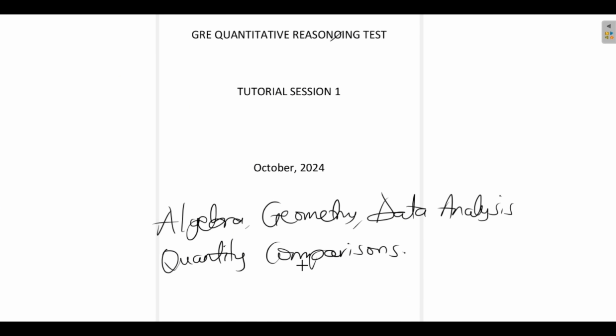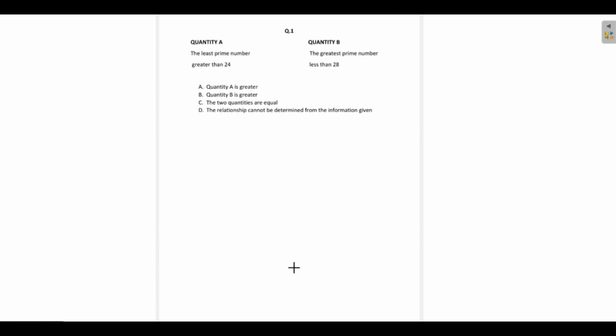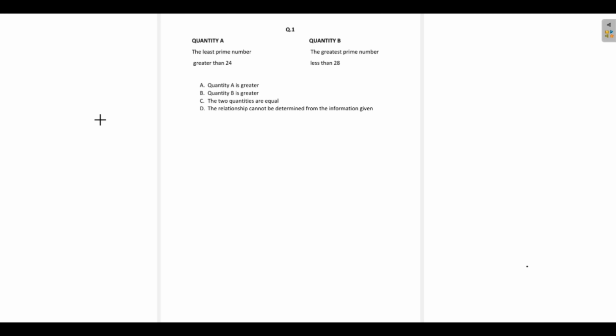Alright, so get your paper and your pen, and let's start solving some of the questions. In the first question before us, we have two quantities, quantity A and quantity B. We are going to analyze each quantity and see if we can find any relationship between them. Let's first look at quantity A.